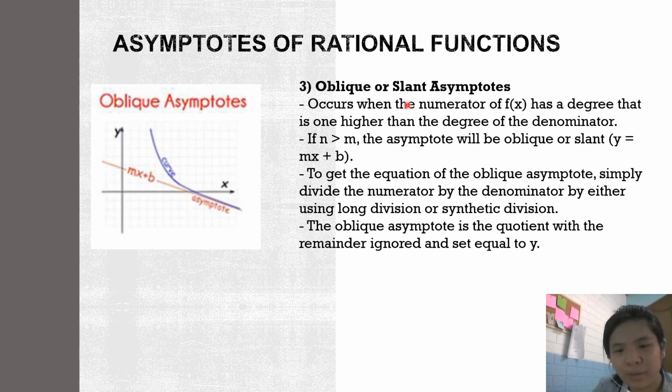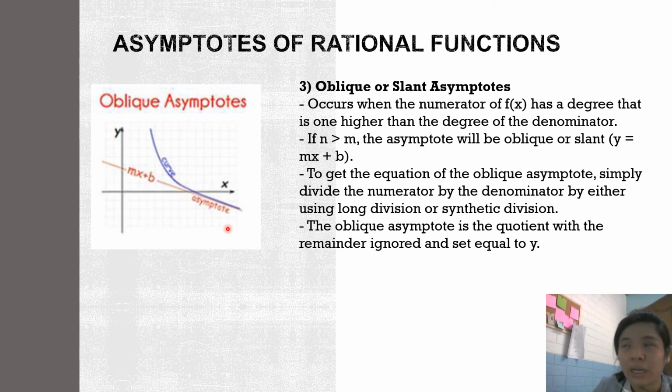So, sa oblique naman or slant asymptotes, occurs when the numerator of f of x has a degree that is 1 higher than the degree of the denominator. Ayun. So, sabi dito, the degree that is 1 higher than the degree of the denominator, sino yung mas mataas? Yung numerator natin. So, dito naman sa oblique, magiging oblique siya.